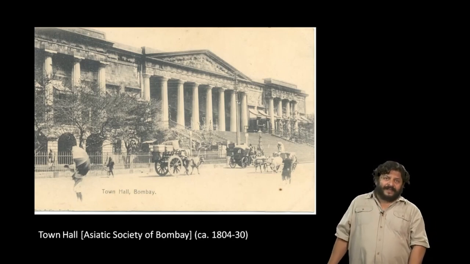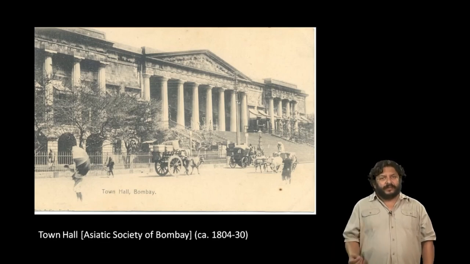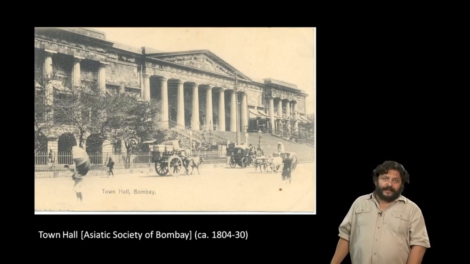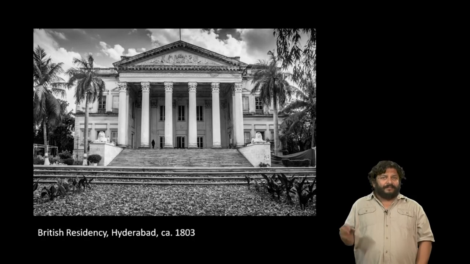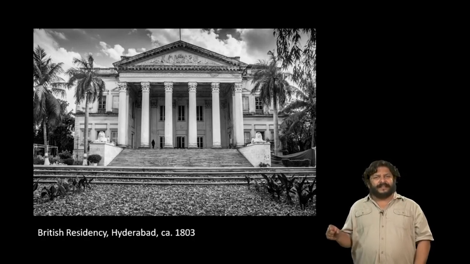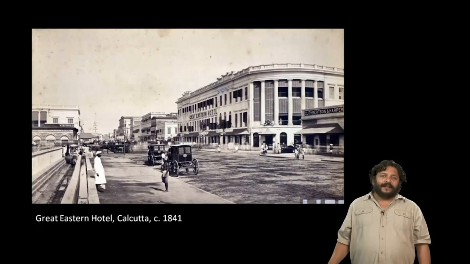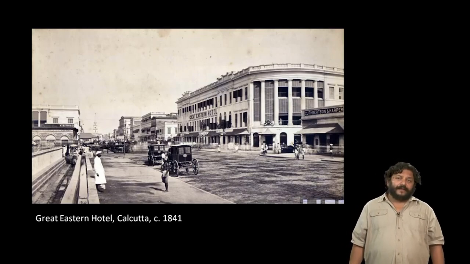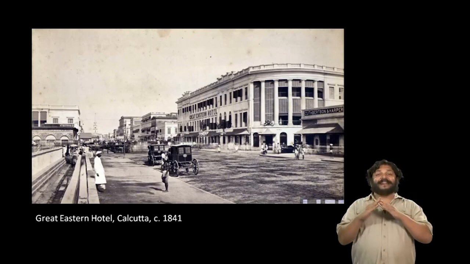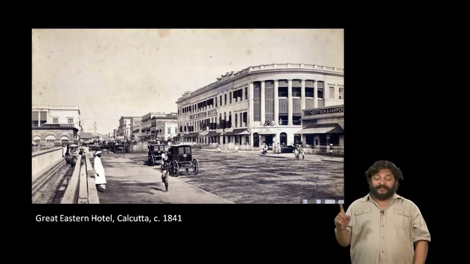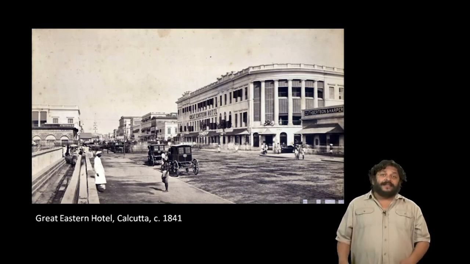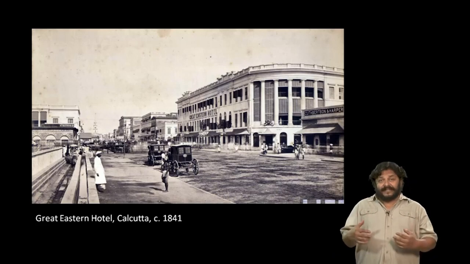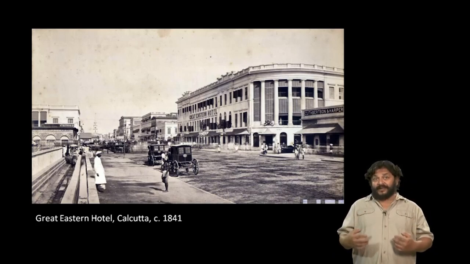Now, while this style was very popular, it was not completely suited to weather conditions in India. But even though it fell out of favor over a period of time, it persisted in small quantities long after its heyday. The Great Eastern Hotel in Calcutta, built in 1841. This hotel did not have the characteristic pediment, but it still did have the columns, except in this case, they were composed in a completely new way. So while this was a building that carried all the classical elements, it was not a neoclassical building per se.